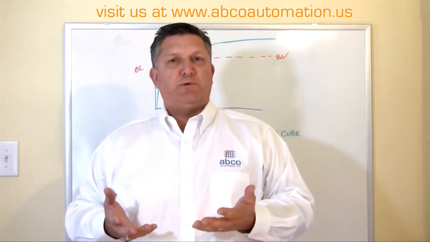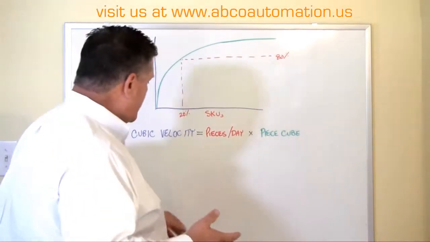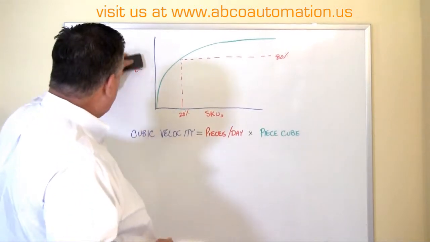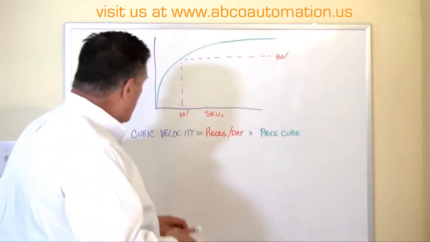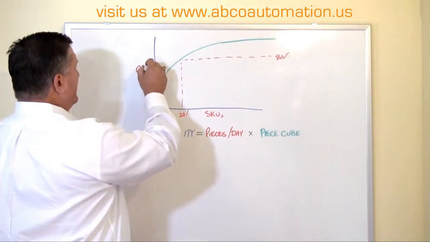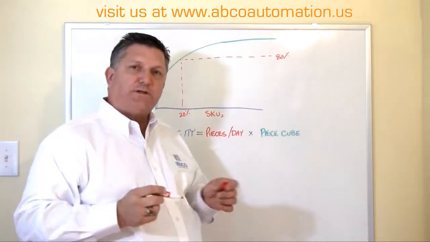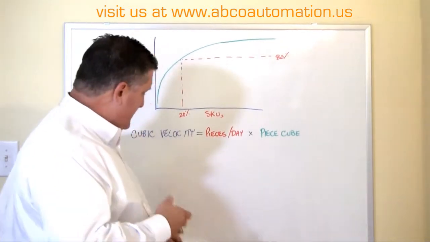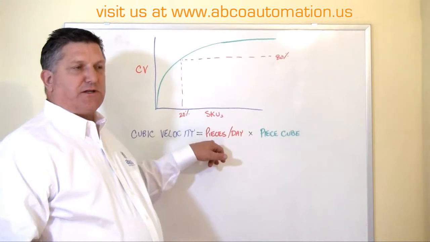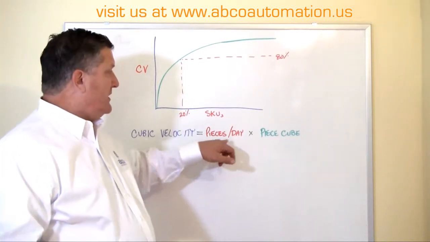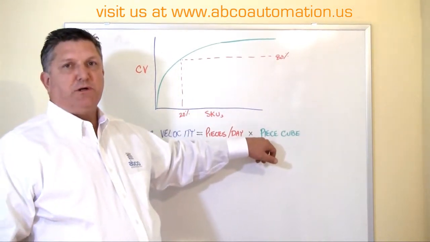But now things are different. Now when we work with computers and automated technologies and so forth, the world has changed in this one remarkable way. We're no longer concerned with order lines per day. We're concerned with cubic velocity. What is cubic velocity? Well, as you can see here on my board, cubic velocity is the number of pieces you sell a day of a particular SKU times its piece cube.